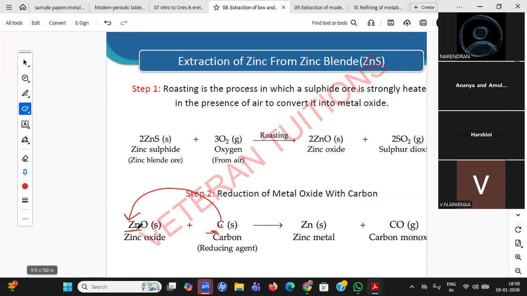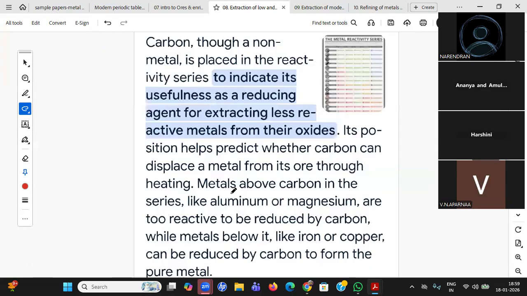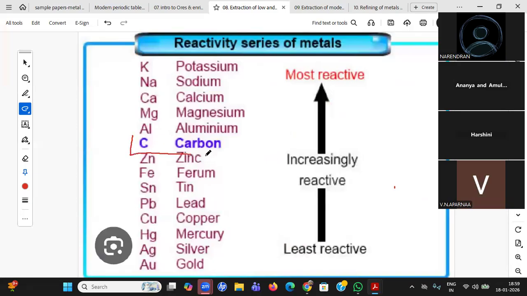Now, how can a non-metal replace a metal? You see, student, oxygen is here, carbon is here, so we have the carbon monoxide compound. You'll find those things in your higher classes. Right now, you understand that zinc and carbon both are there. Carbon will replace zinc, and zinc will be alone. Carbon monoxide will be formed. Why? Because in this particular reactivity series, you can see carbon over here. You will find the answers more in your higher classes, definitely.